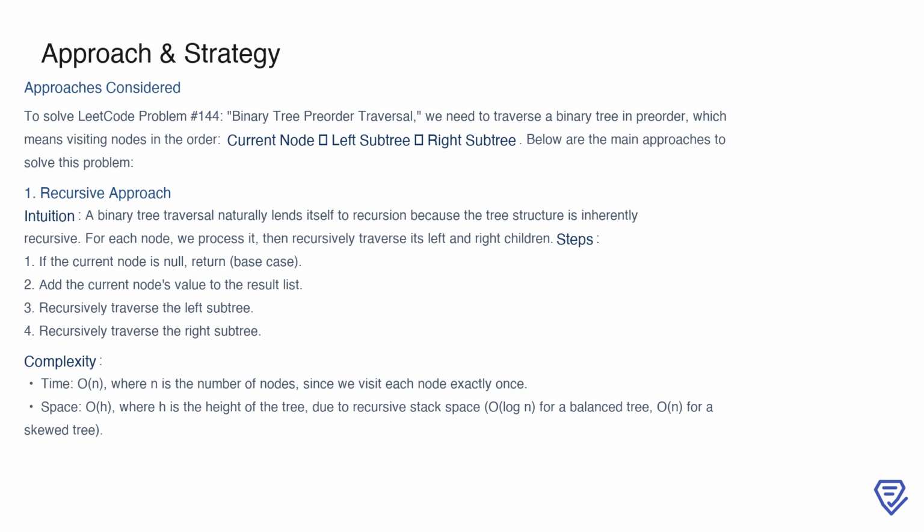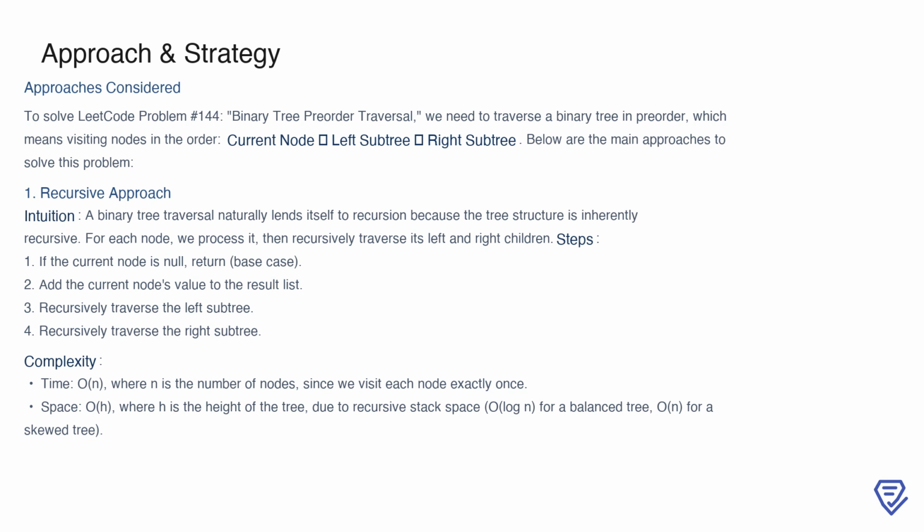One intuitive approach is to use recursion. This leverages the natural hierarchical structure of a binary tree. The steps are straightforward. If the current node is null, we stop the process. Otherwise, we add the value of the current node to our result list, then recursively traverse the left subtree, and finally the right subtree. The time complexity here is O(n), since every node is visited once, and the space complexity is O(h), where h is the height of the tree. For a balanced tree, this would be O(log n), but for a skewed tree, this could degrade to O(n).